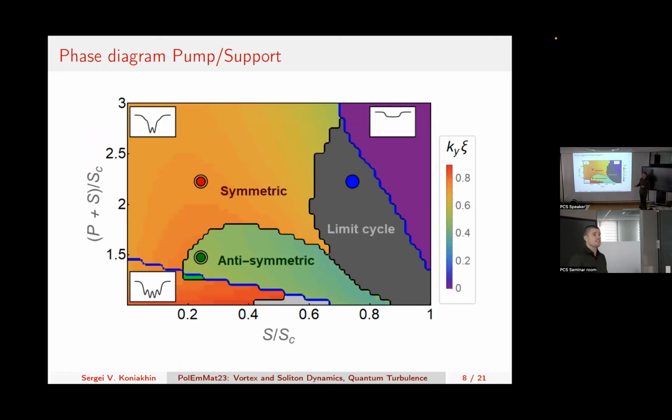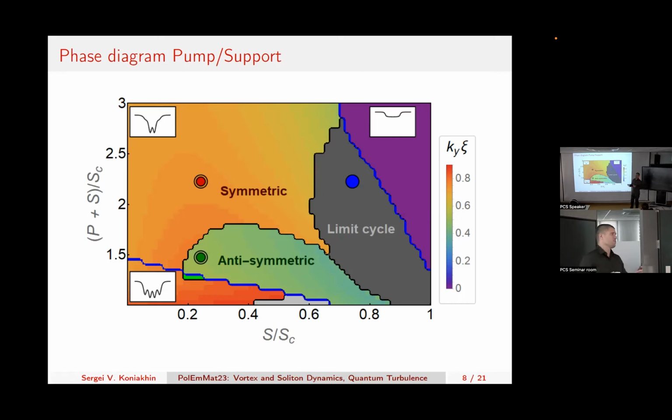And we can plot the phase diagram of the behavior of this system in the following coordinates. Support in units of critical support where the domain wall stands, and pump plus support over S. So pump plus support is the level of the laser at the walls. So for most parameters, we have formation of symmetric patterns from the solitons to vortex-antivortex pairs, and at some parameters we have formation of antisymmetric patterns.